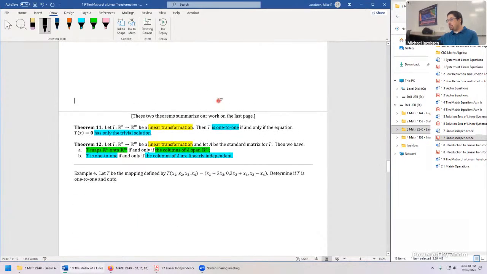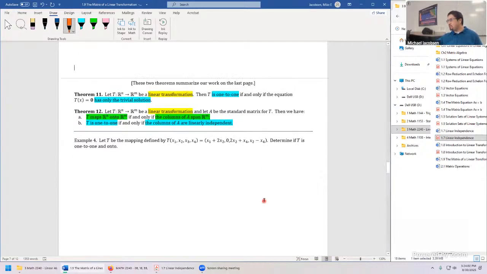Theorem 11 says what we just said as well, and Theorem 12 brings in both onto and 1-to-1 mappings as well. First, Theorem 11 is telling us if your transformation is linear, then T is 1-to-1 if and only if that equation has only the trivial solution. So really you need to look into one equation to determine 1-to-1.